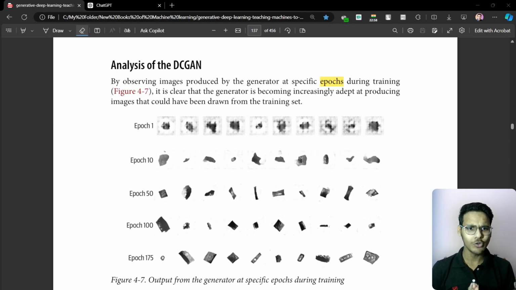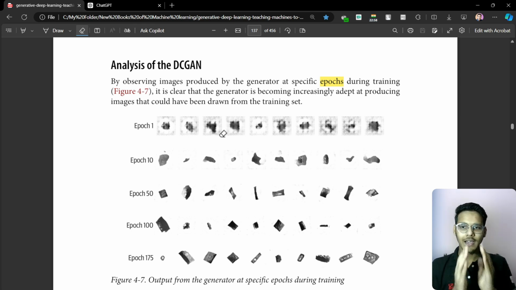So today we are actually going to see the DCGAN. What is DCGAN? It is deep convolutional GAN. So actually we are just going to apply it on images. So let's see. Today, in the last video, we have talked about it.